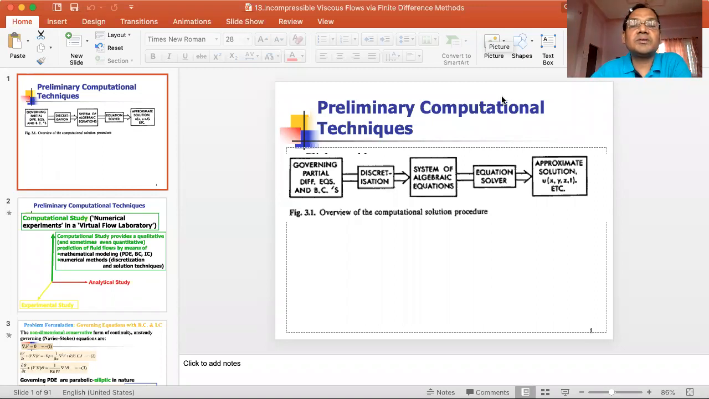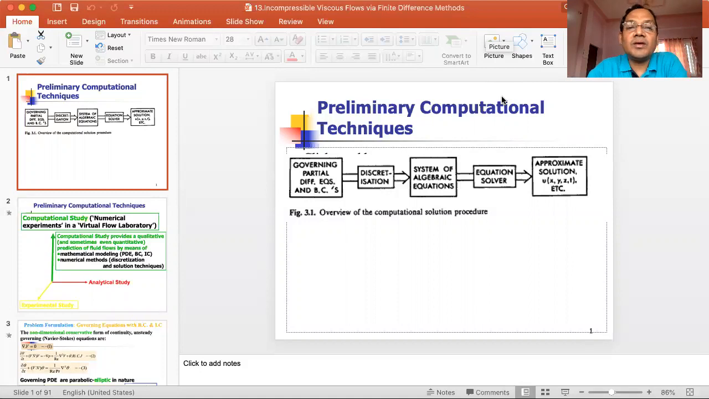Now, today I shall discuss the new chapter. As for syllabus, it is defined as the incompressible viscous flow via finite difference method, which basically we call computational fluid dynamics. Now, before going to discuss the methodology of CFD, let me give you one preliminary idea on what we do in computational technique.